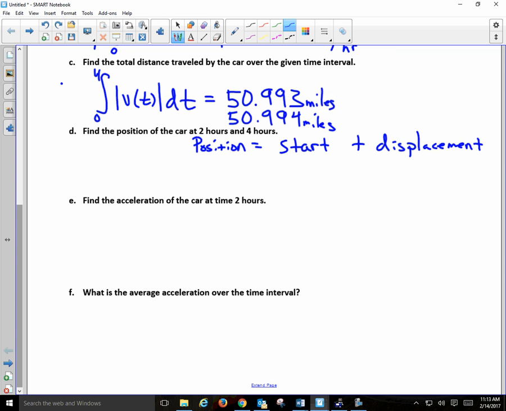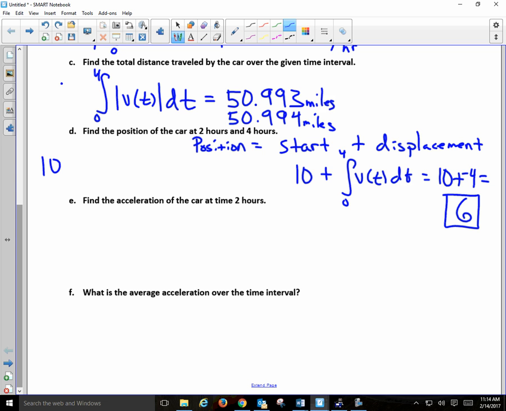So we're going to do that, okay? Our starting point was 10, and the displacement was the integral from 0 to 4 of v of t dt, which ended up being 10 plus -4, which gave us 6. So that's the position at 4 hours. Now we're going to write a new integral. Same idea. We start at 10, but instead of going to 4, we're going to 2. So we have the integral from 0 to 2 of v of t dt.